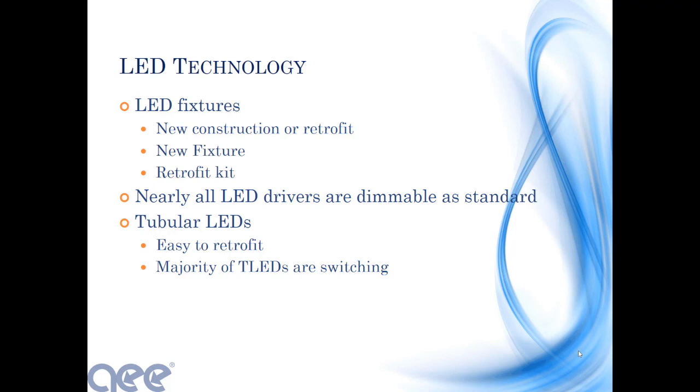do you want to do a new fixture, or are you pulling the whole fixture out? Like in here, maybe you don't like that lens and everything else, so you want a whole new fixture, or maybe you want to use a retrofit kit where you're going to keep that existing frame and put in a retrofit kit. Like I mentioned earlier, all LEDs are dimmable as standard, and then we also have the tubular LEDs, where the thought is it's more like a lamp replacement and you want to use the existing technology, easy to retrofit. The majority of the TLEDs though are switching, which means you're not getting the additional savings, and you're also not meeting the code requirements.